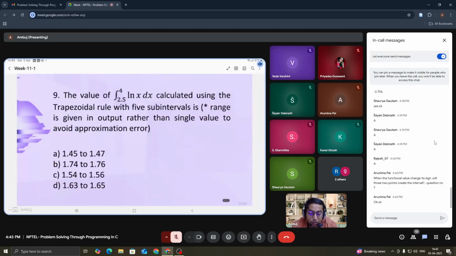Let's move forward. You try to calculate the value of this particular expression, the definite integral from 2.5 to 2.4 of ln x dx, within 5 intervals. Try to calculate what value you are getting. N is 5 here. Then you try to calculate h. Then you try to apply the formula. And then you try to calculate what value you are getting. It is falling in between which two particular values.